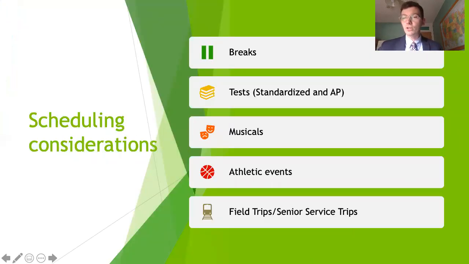A couple of scheduling considerations. These are all ideas just as we start to think about rehearsal planning. How are we wanting to structure our rehearsals, both daily, but long-term as well? What are we thinking about? Think about breaks. Where's that Thanksgiving break? Which days are they out? Are they out sooner than that?